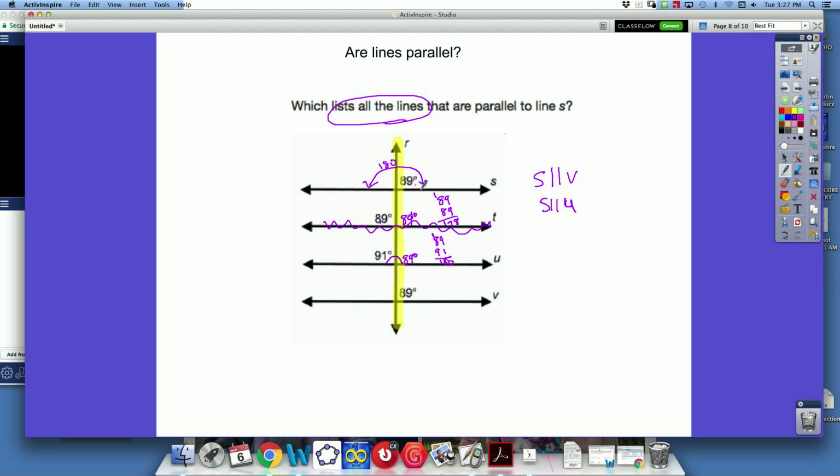So in that one, once we know one of the angles, we can follow it all the way down and then just check to see which ones actually add up to 180. So in that answer, there were two that were parallel because they matched perfectly, 89, and this one ended up being 91. So to be parallel, both the acute and the obtuse have to match perfectly.